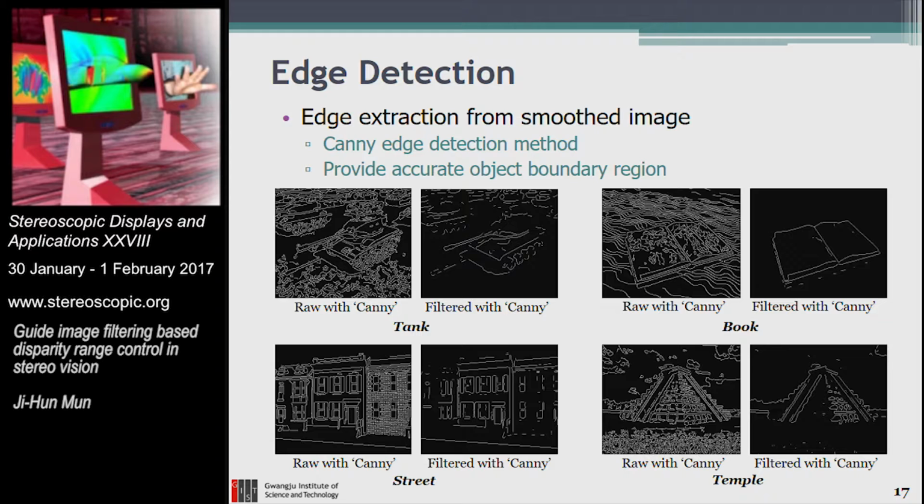In this slide, I compare the Canny edge detection results. The left image comes from applying Canny to the raw image, and the right image is from applying Canny to the filtered image. As you can see in those figures, the filtered image can provide a more informative edge region compared to the raw input image. And based on this edge region, we are applying the guided image filter.